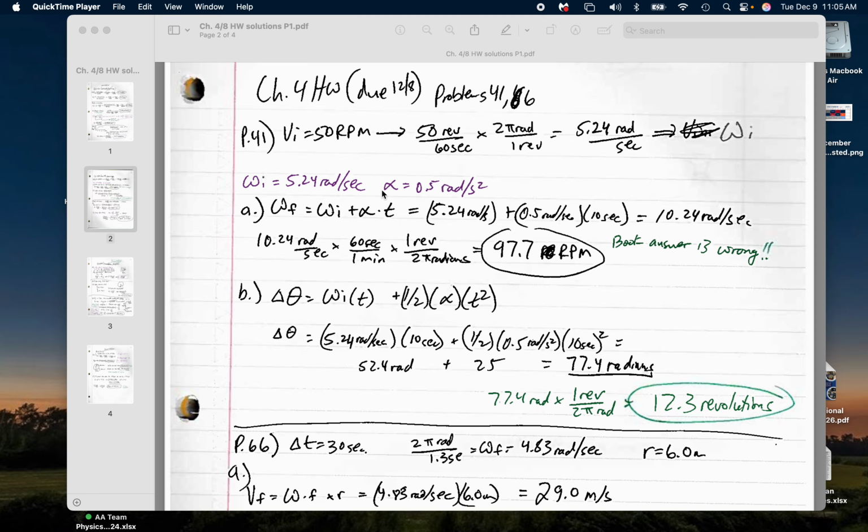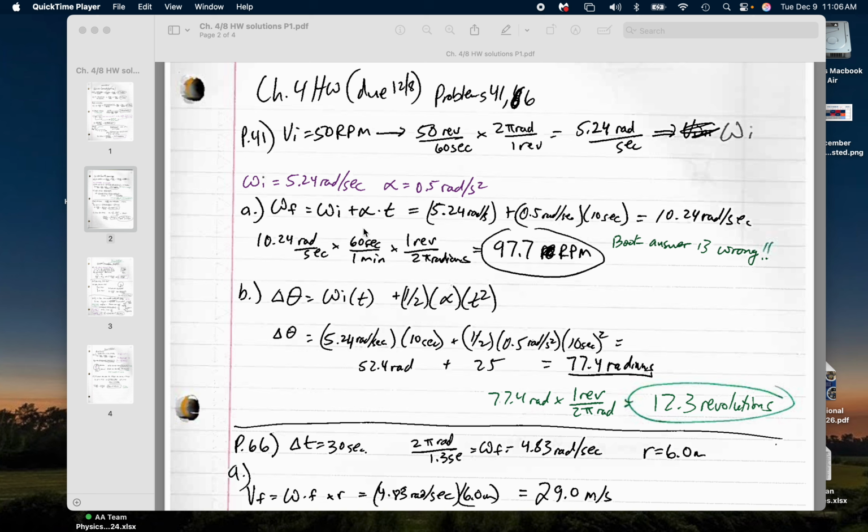The acceleration was 0.5 radians per second squared. So I figure out the final angular velocity. And then it says that you want to convert that to RPM. So once I get 10.24 radians per second, go back to revolutions per minute. I don't know a quick conversion for that, but I do know how to convert seconds to minutes and revolutions to radians.